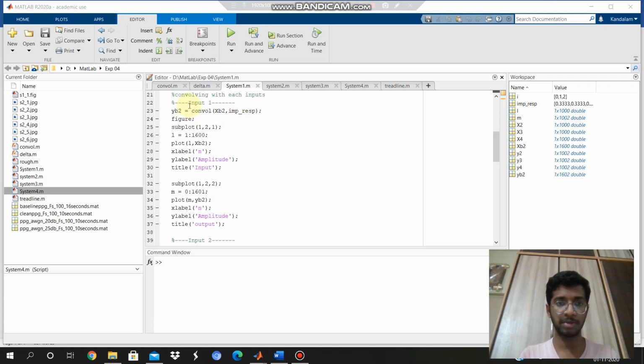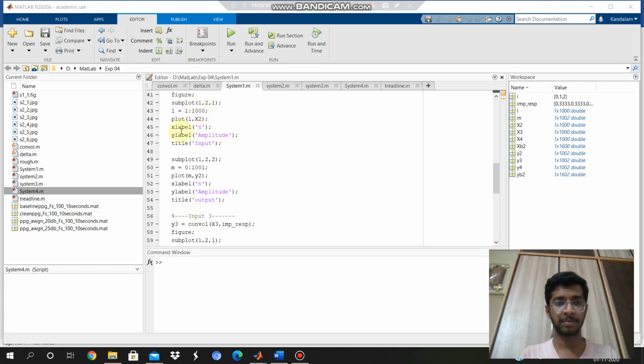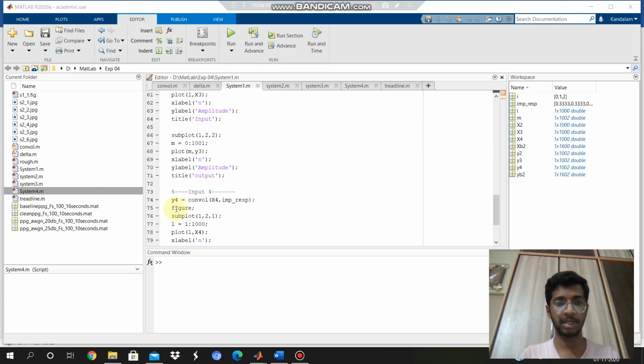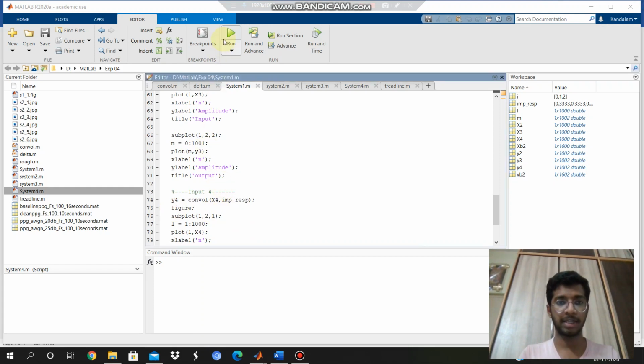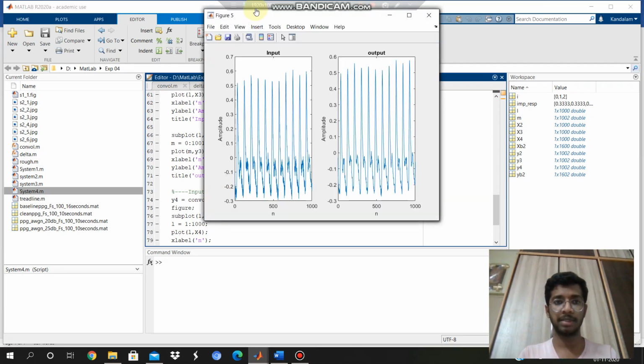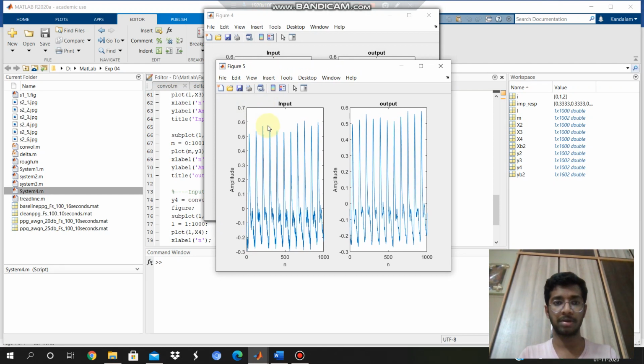So first we will take input signal xb2 and we will perform linear convolution and plot both input and output. And similarly for the second input, we will take input as x2 and we will perform linear convolution and plot input and output. Similarly for input 3 and input 4. When we run the program, the output will be, this is for signal x4, this is the input, and when linear convolution is performed, the output will be this one.